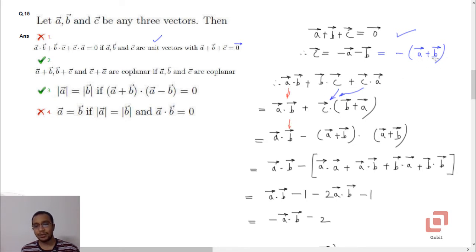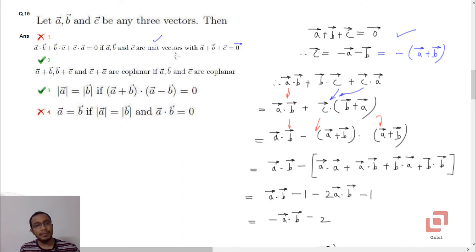And this c bar has now been replaced by minus a bar plus b bar, and now we know that vector addition is commutative, so b bar plus a bar can be written as a bar plus b bar. Alright, now let us multiply a bar plus b bar using dot product with a bar plus b bar, okay? So it will be a bar dot a bar plus a bar dot b bar plus b bar dot a bar plus b bar dot b bar.